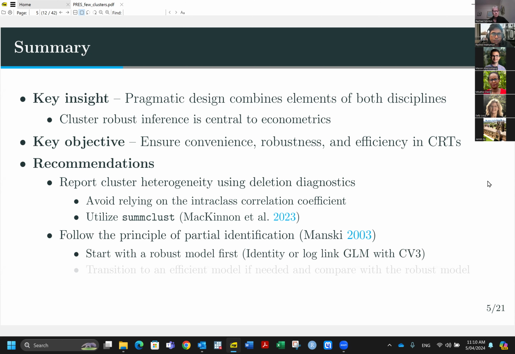The second recommendation is that we advocate, first of all, using a robust model, which guards against false positive results. And for CRTs, it happens that there's a nearly perfect model that we argue everyone should use. It's a very convenient model because it can be used universally for any CRT, since it allows for arbitrary correlations across and within clusters. And then if the result is not satisfactory, we recommend transitioning to a more efficient model, which is more familiar to biostats people, but then reporting the results next to the robust model.